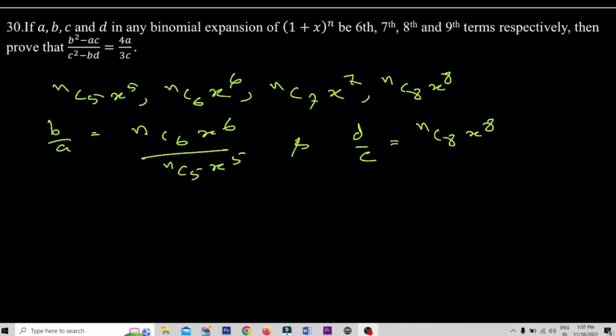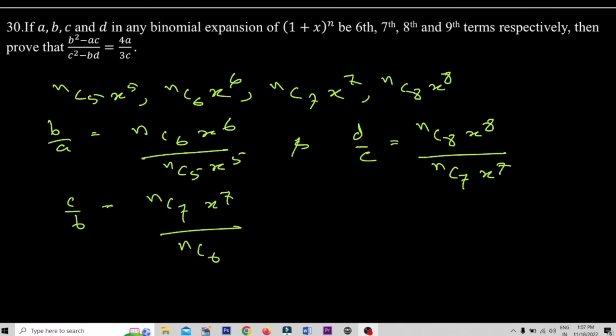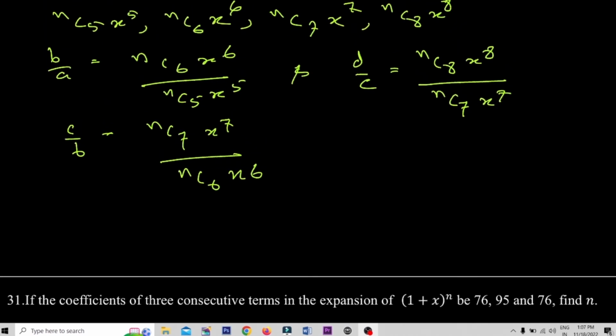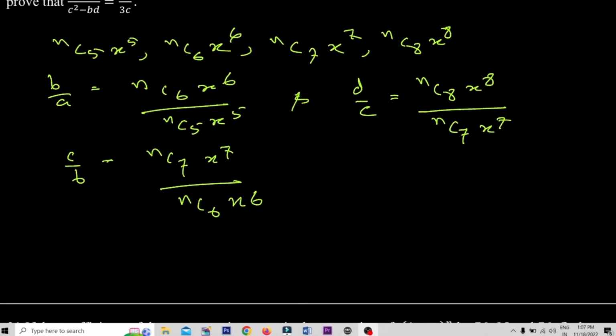nC8 x to the power 8 divided by nC7 x to the power 7, and c by b equal to nC7 x to the power 7 by nC6 x to the power 6. Now let us divide, and we are getting here (n minus 5) by 6 equal to b by a, and (n minus 6) by 7 equal to c by b.